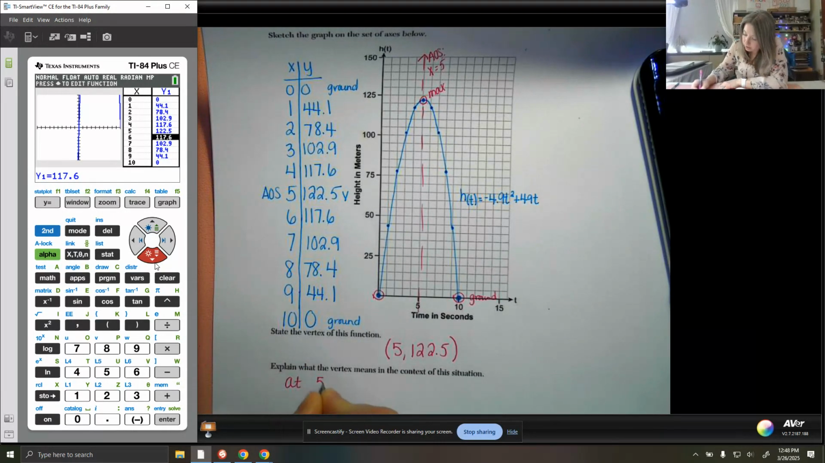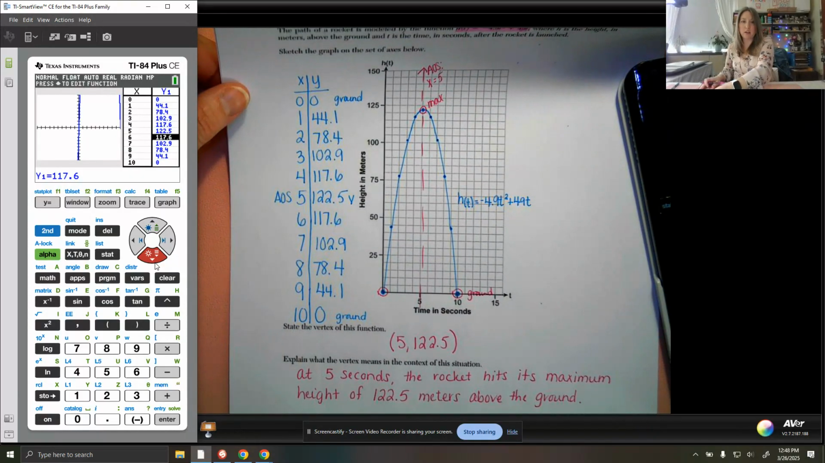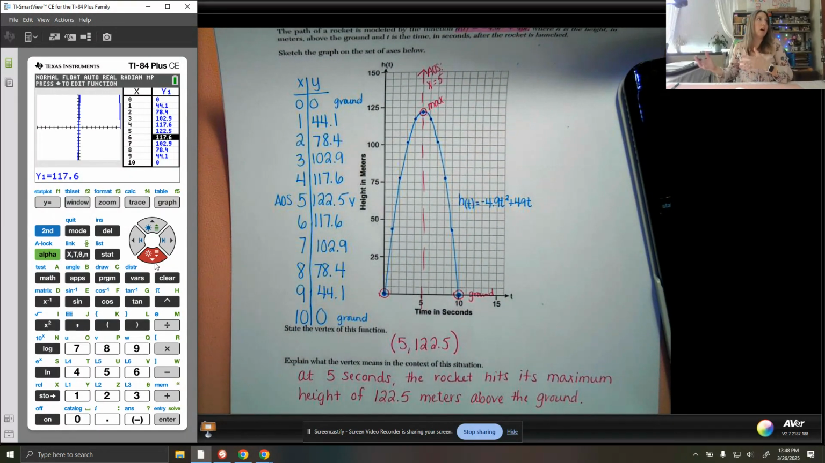At 5 seconds, comma, the rocket hits its maximum height of 122.5 meters above the ground. Period. That exactly describes what the vertex is saying when we have a vertex in context for our problem.